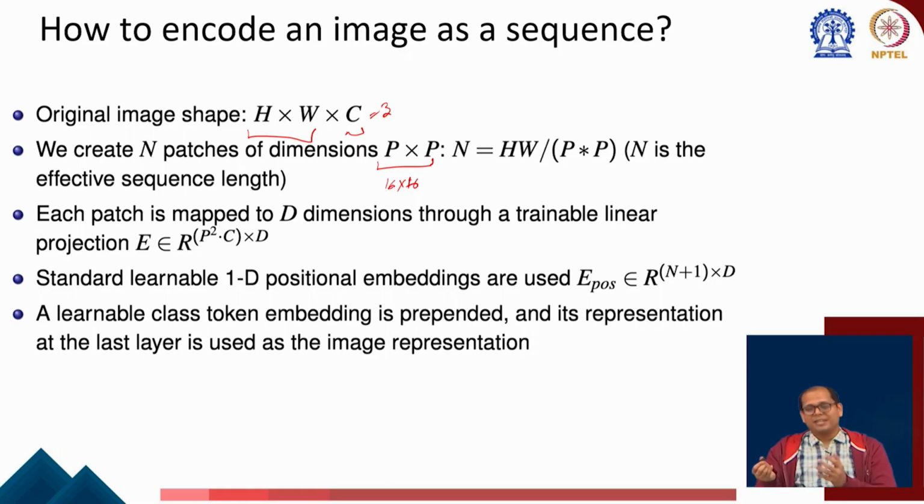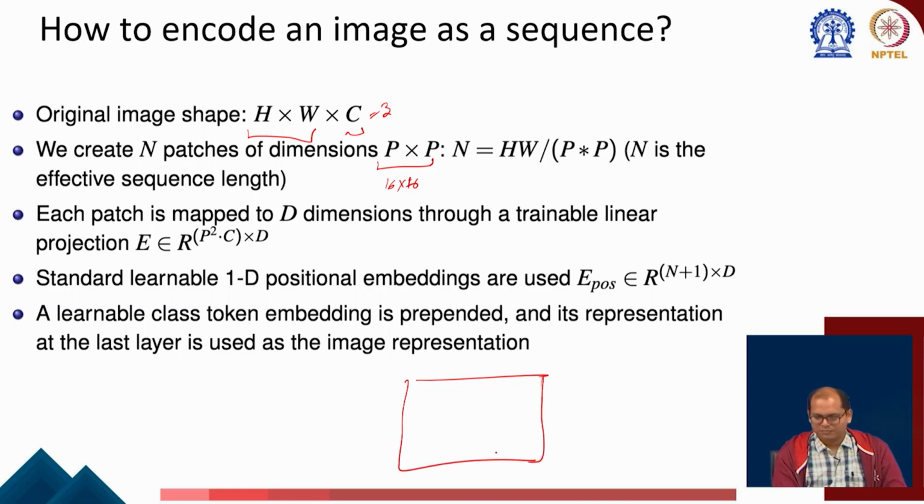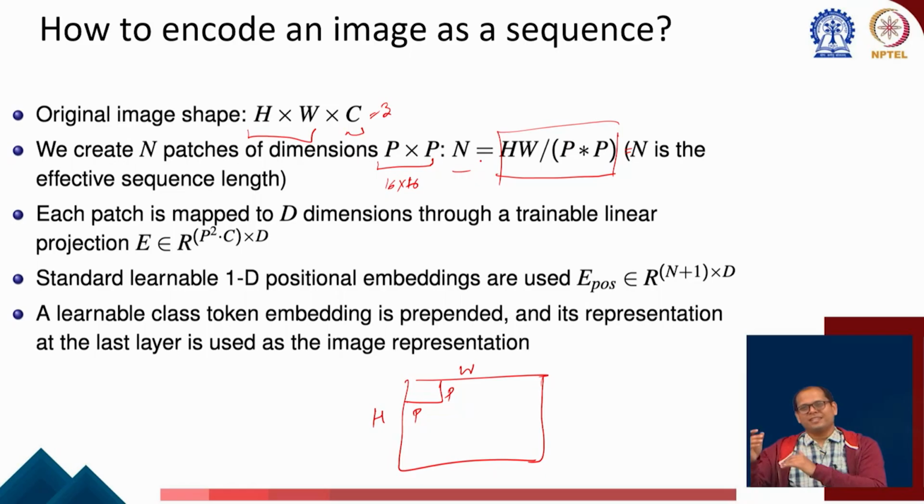So how many patches will you create? You have an h cross w image. You create p cross p patches. How many patches? HW divided by p square. And let's say this is equal to n, and this becomes your effective sequence length. So you will have now n patches, each of p cross p. Done. So you have been able to represent the image as a sequence of patches.